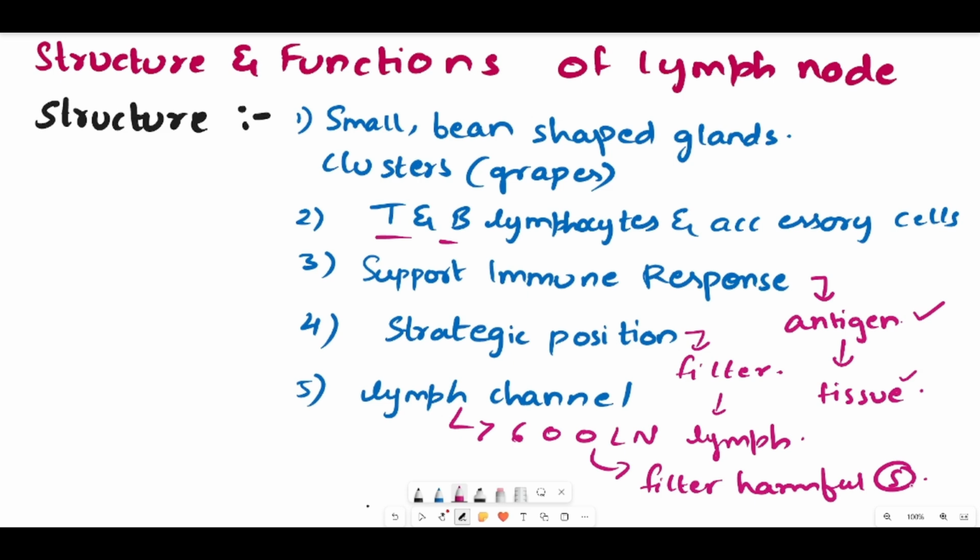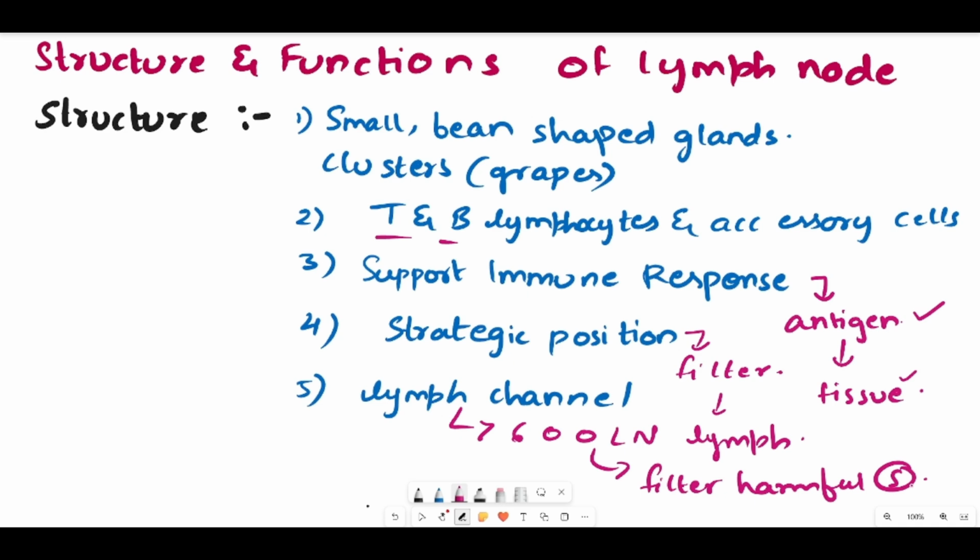The lymph nodes are small bean-shaped glands. They occur in the form of clusters which look like grapes. Second, they contain both T lymphocytes and B lymphocytes along with accessory glands. The primary function is to support the immune response, because whenever a foreign antigen comes to attack the body, they support the fight against the antigen entering the tissue.